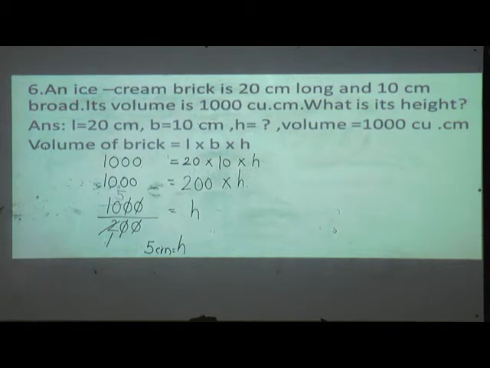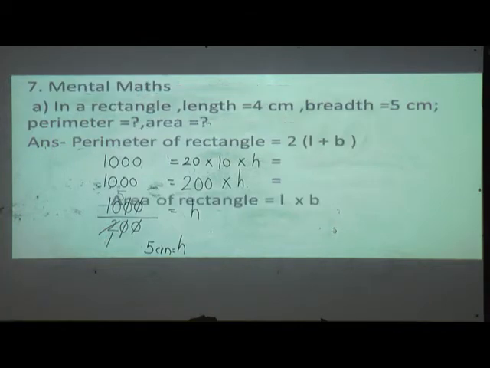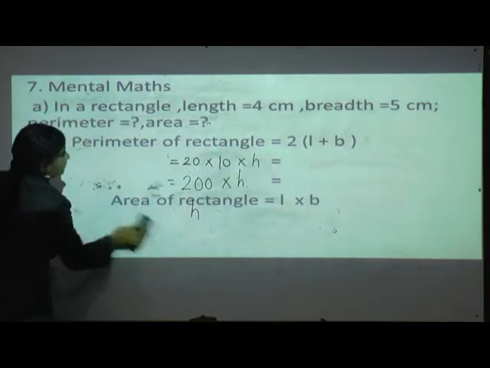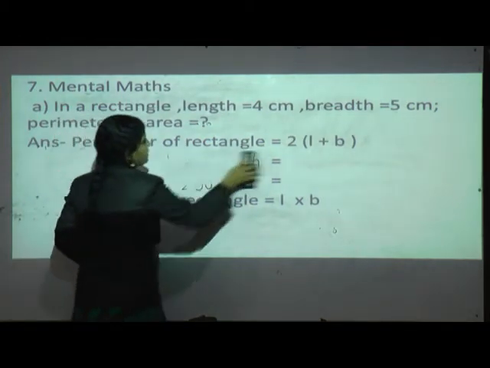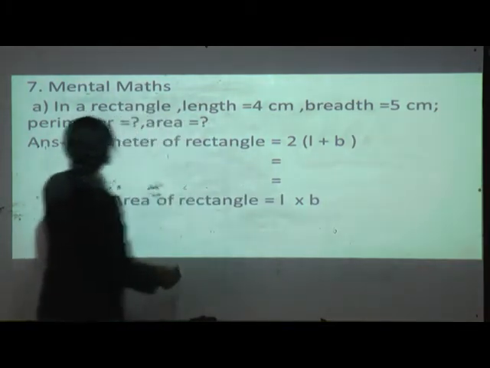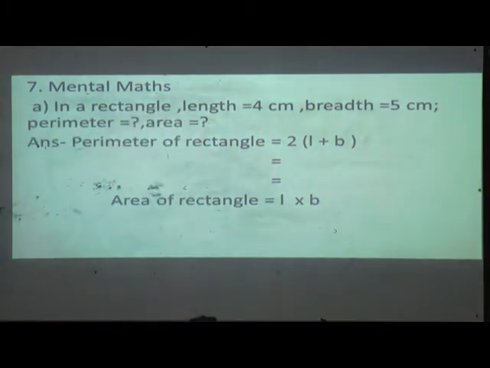Now we'll see the next one. Mental maths, 7th one. In a rectangle, length is equal to 4 centimeter, breadth is equal to 5 centimeter. Just find the perimeter and area also.